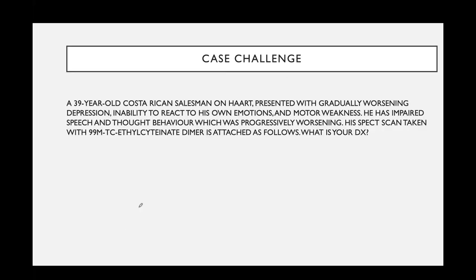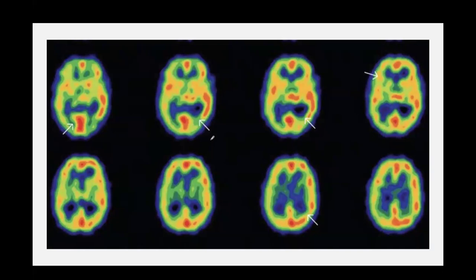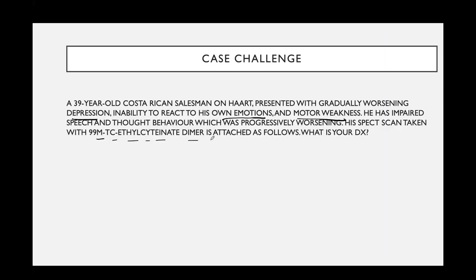Another case: a 39-year-old Costa Rican salesman on HAART presented with gradually worsening depression and inability to react to his own emotions. There is motor weakness. He has impaired speech and thought behavior, which was progressively worsening. His SPECT scan taken with technetium-99m ethyl cysteinate dimer is attached as follows. Look at the SPECT scan, look at the history, and tell me what is the most probable diagnosis. There are areas where there is no uptake. What do you think it is? Mood changes, weakness, depression.